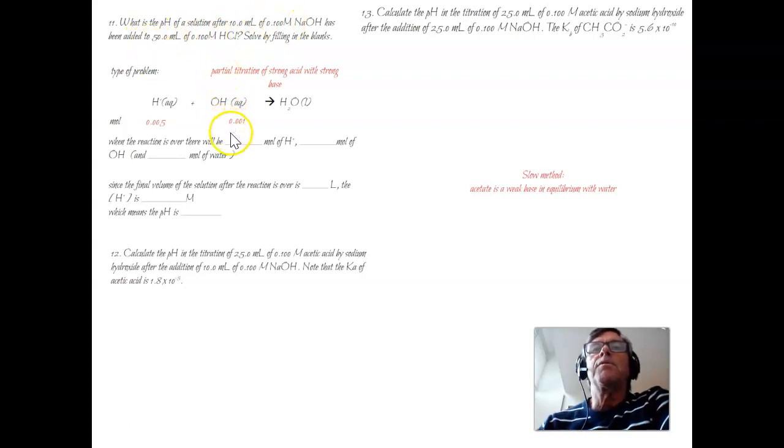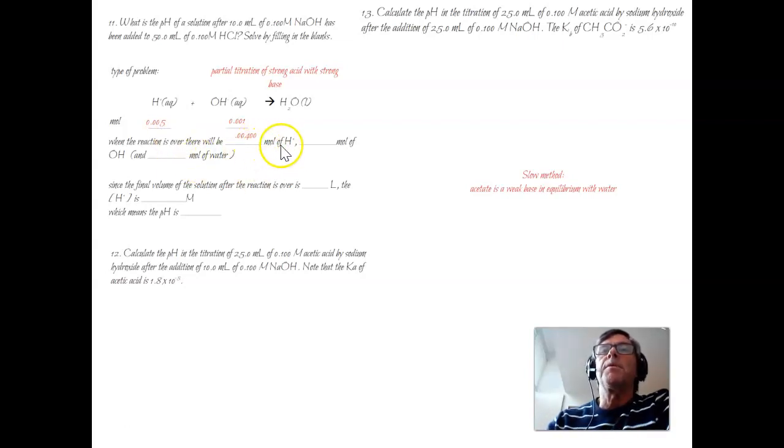And we have 0.001 or 1 millimole of the hydroxide. In other words, initially we had 0.01 liters at 0.1 mole per liter. That's 0.001 moles. And when the reaction's over, 0.001 will react, leaving us with 0.004 moles remaining of the H plus, no hydroxide because it all reacted, and some water, but who cares because it's not going to change anything.